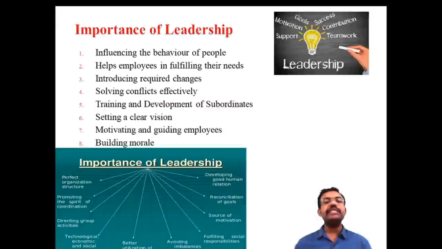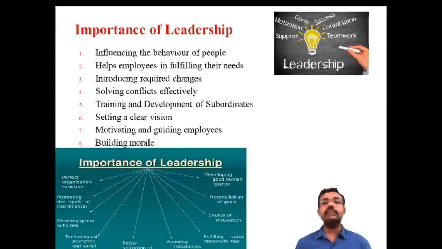And another one is motivating and guiding of employees. A leadership is always inspiring the subordinates. That means motivating and guiding the employees for achieving the organization goals. That's the motivating and guiding of employees. The last one is building the morale. The motivation also tries to improve the morale. That means they create inner feelings in their minds that they are part of the organization, they are considering our needs, and so they perform for the betterment of the organization. That means building good morale. So these are the importance of leadership.